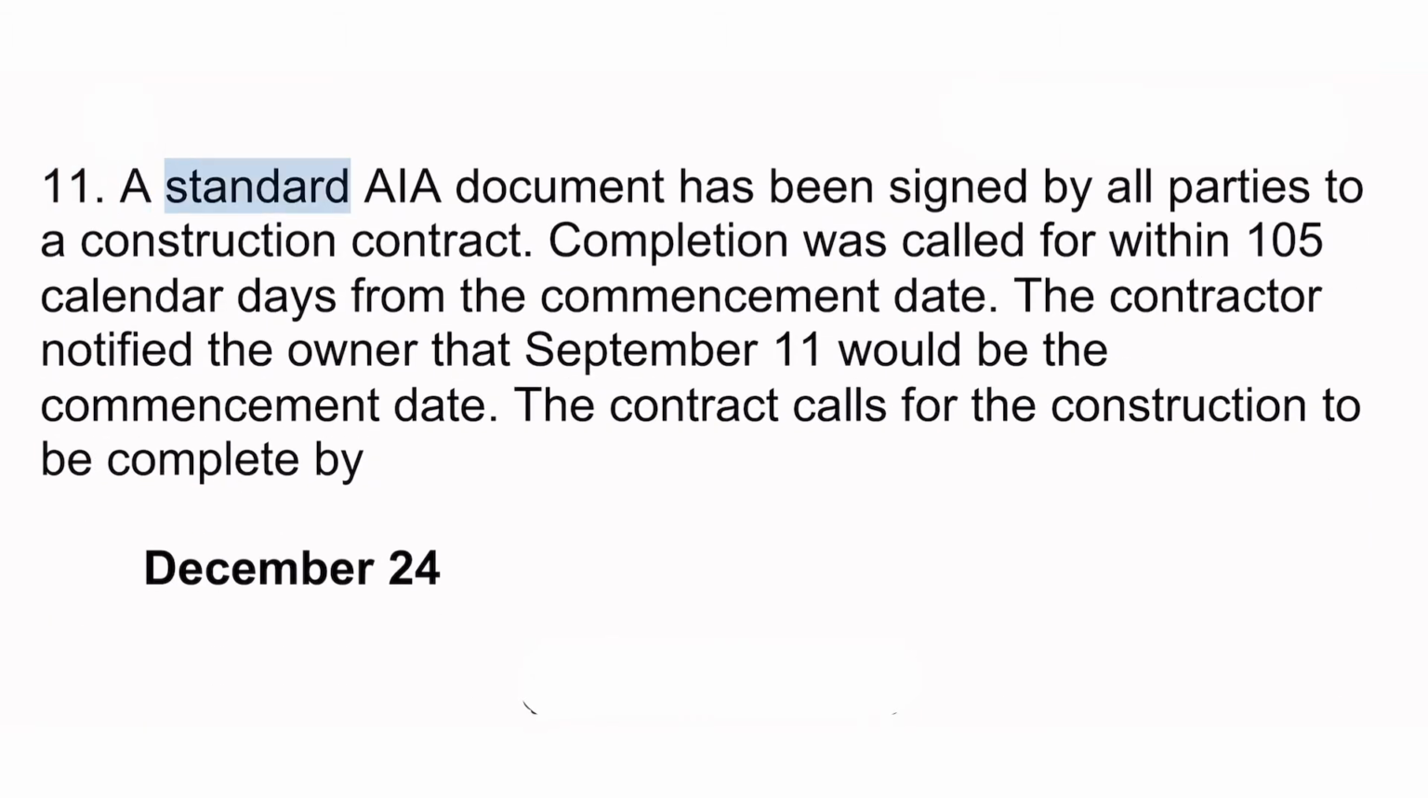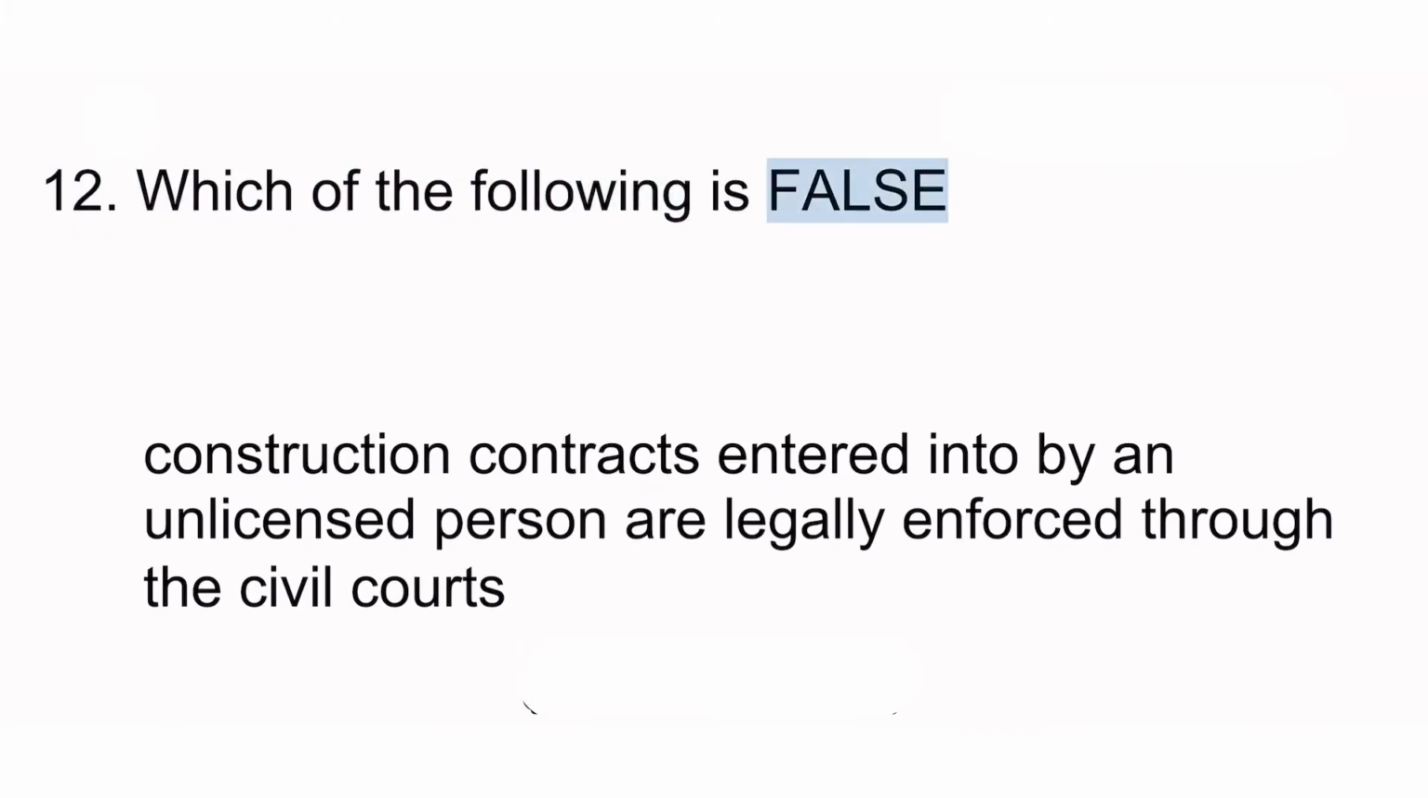11. A standard AIA document has been signed by all parties to a construction contract. Completion was called for within 105 calendar days from the commencement date. The contractor notified the owner that September 11th would be the commencement date. The contract calls for the construction to be complete by December 24th. 12. Which of the following is false? Construction contracts entered into by an unlicensed person are legally enforced through the civil courts.